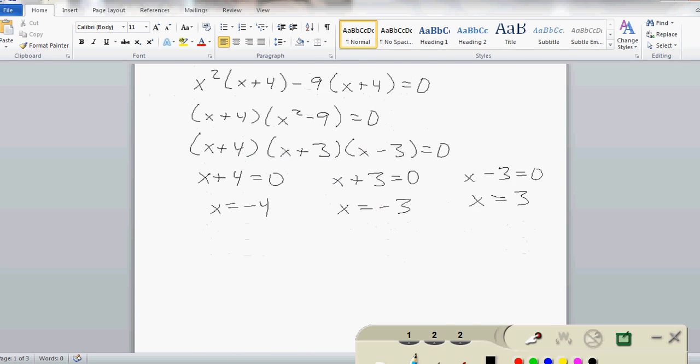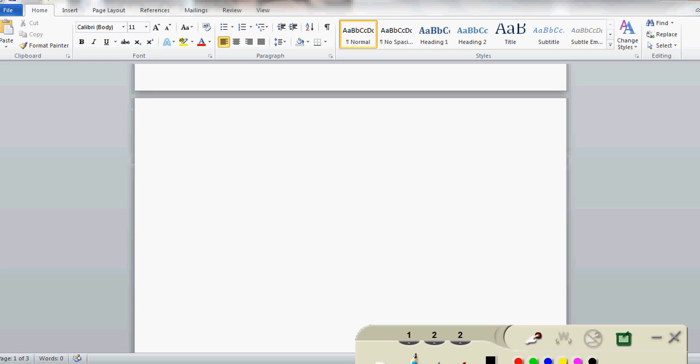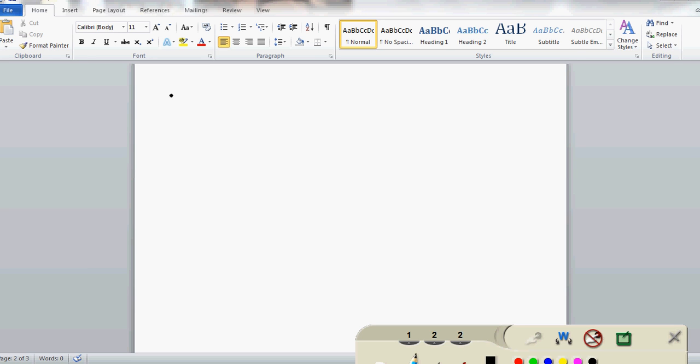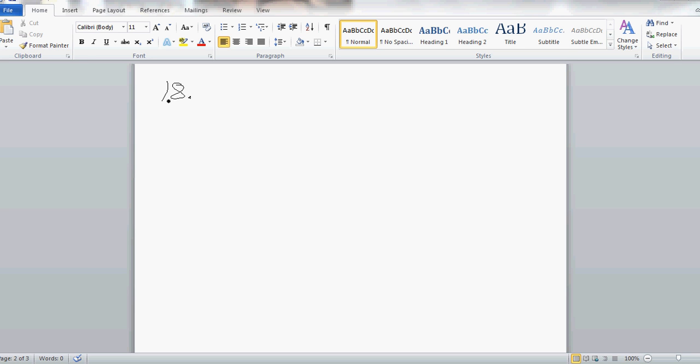And the final example is example number 18. Example number 18, we have x cubed plus 2x squared minus 8x equals 0. Now the first thing, I see a common factor of x, so I'm going to take that out, and then it becomes relatively simple from that point.